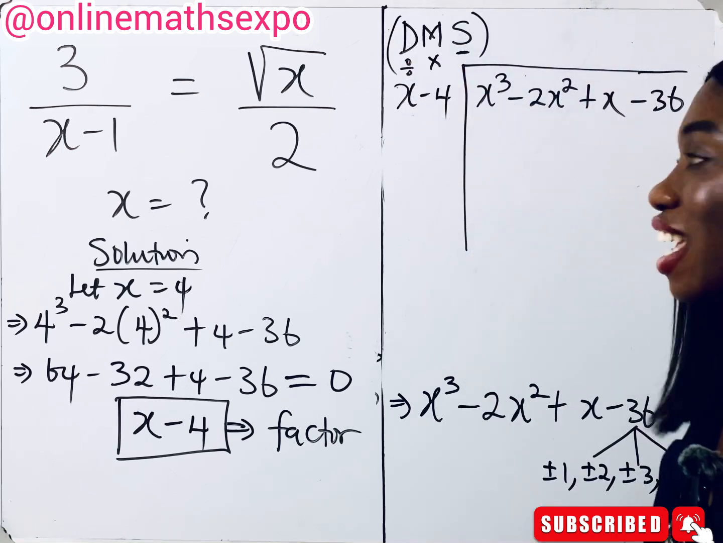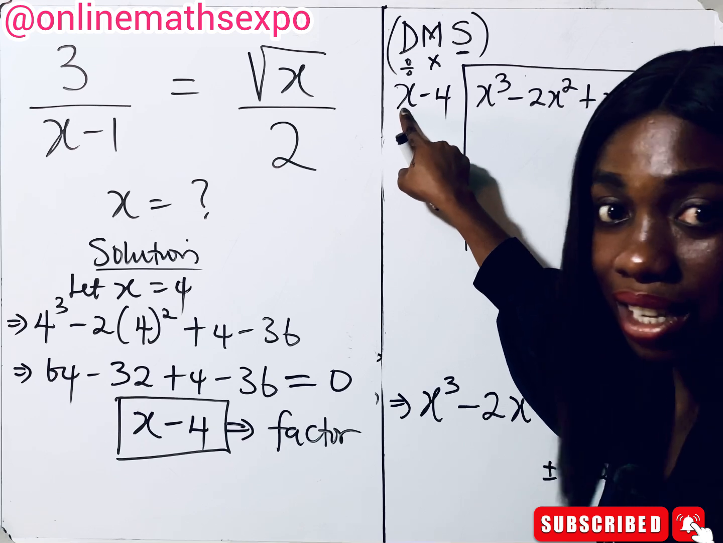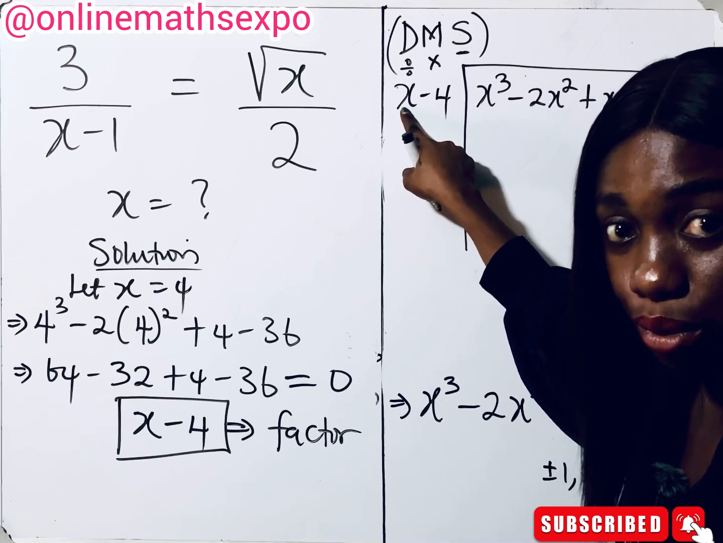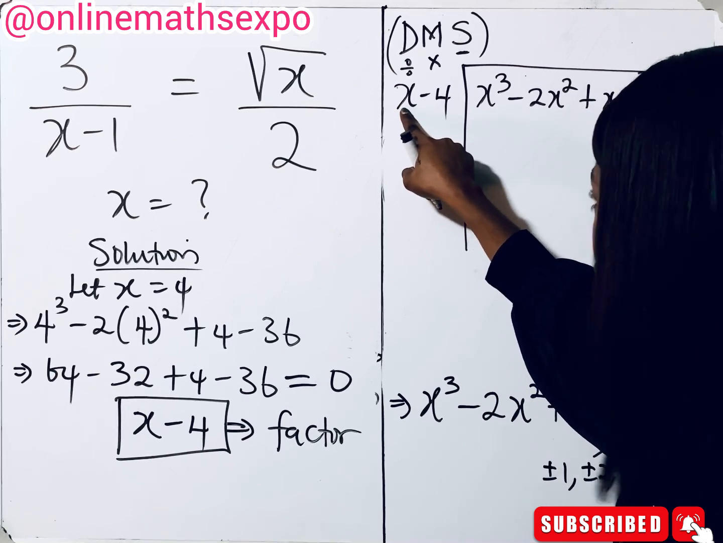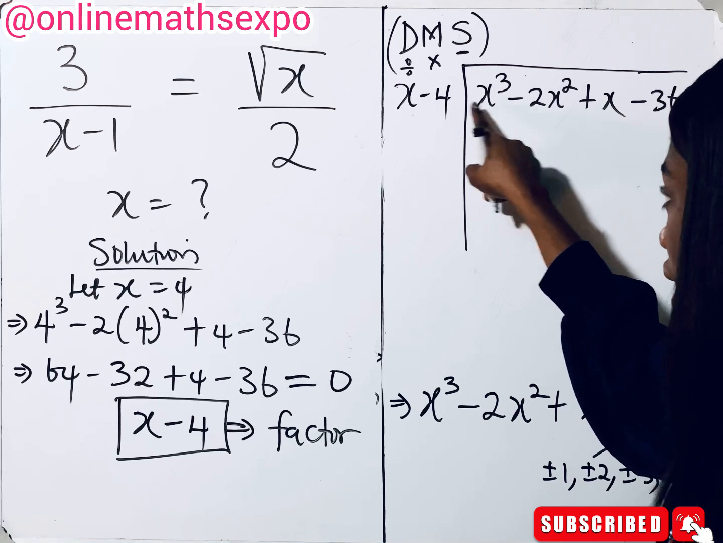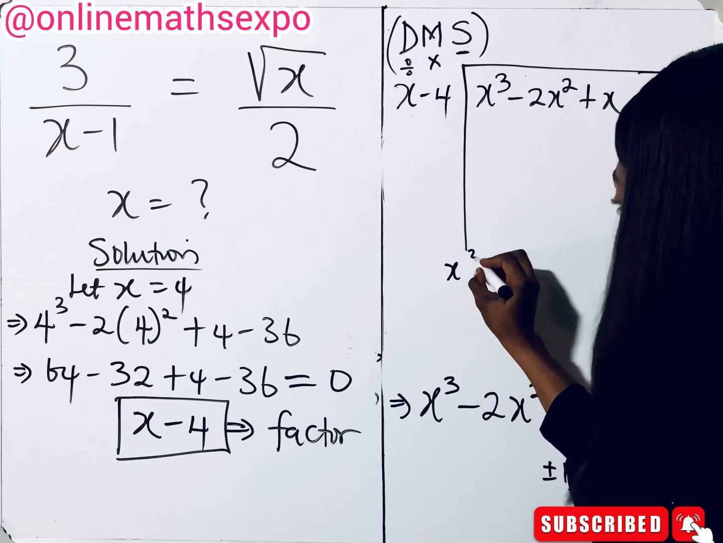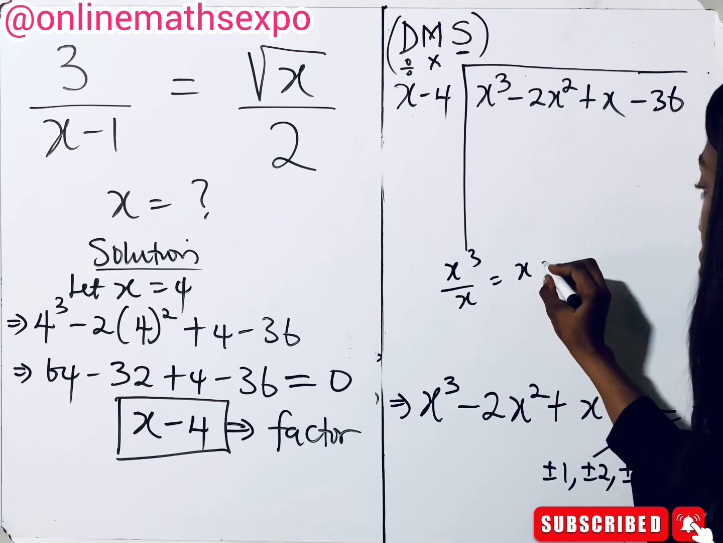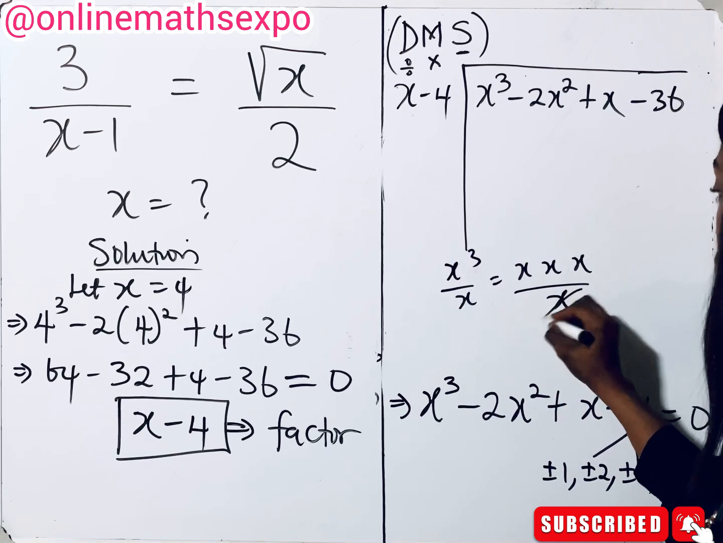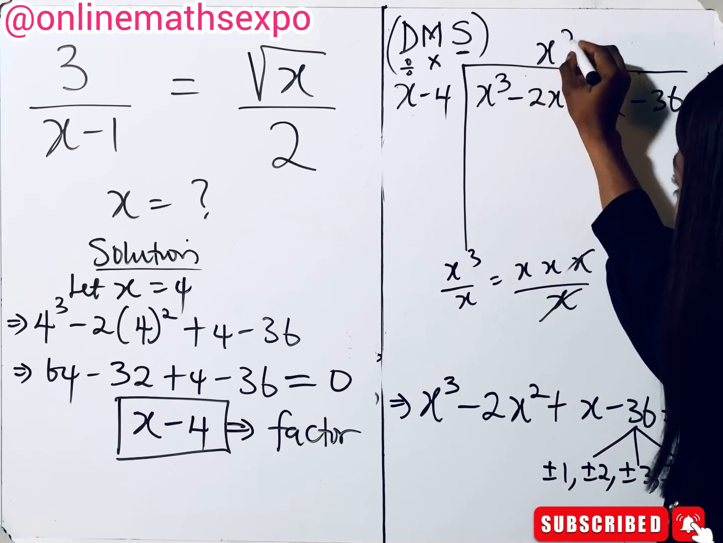That's the trick. So what you do here is to divide: use the first term to divide the first value, okay? So let's do it together. Use x to divide x cubed. When you divide x cubed by x, it gives you x multiplied 3 times. You see that you're going to have x squared. So this is going to give us x squared.